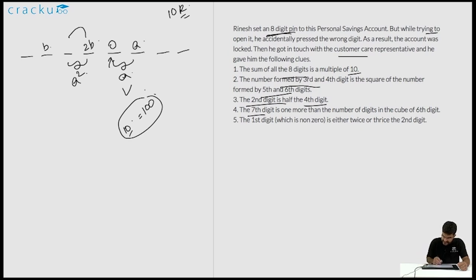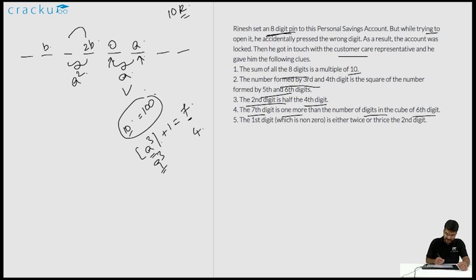The seventh digit is one more than the number of digits in the cube of the sixth digit. So if the sixth digit is a, then the number of digits in a cube, plus 1, is the seventh digit. Now again we can easily understand that the maximum cube will be 9 cubed. So 9 cubed is 729, which has 3 digits. So in that case the seventh digit will be 4.